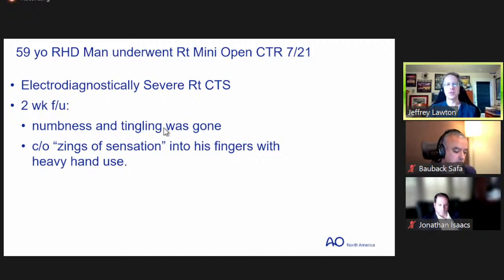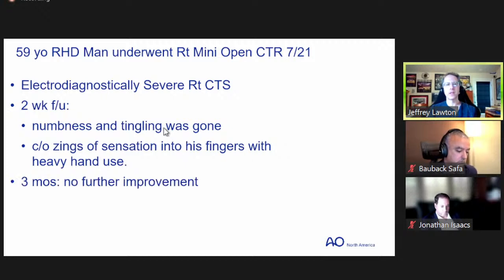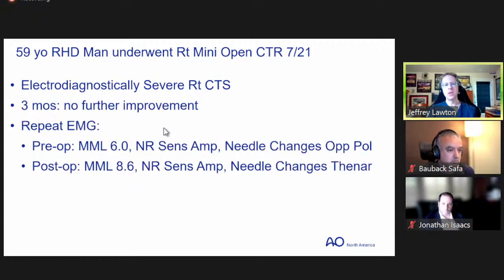We asked him to sort of calm things down and wanted to see if it was going to settle down. Unfortunately, after a few months, no improvement, still has relief of his numbness and tingling, but still has these zings with heavy use of his hand. So we repeat electrodiagnostic studies. Pre-op, his median motor latency was 6.0. He had non-recordable sensory amplitudes and needle changes throughout his thenar musculature. Post-op, it's worse. So his median motor latency is now 8.6. Again, still with non-recordable sensory amplitudes and needle changes.